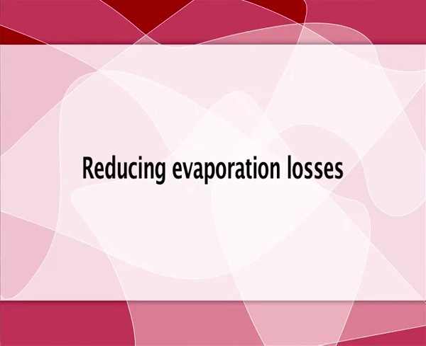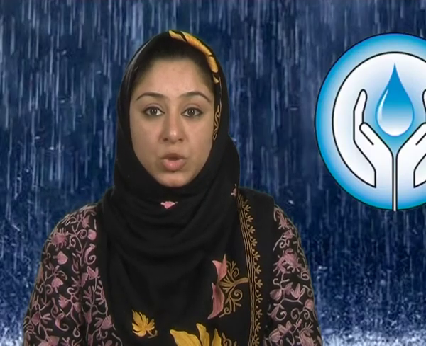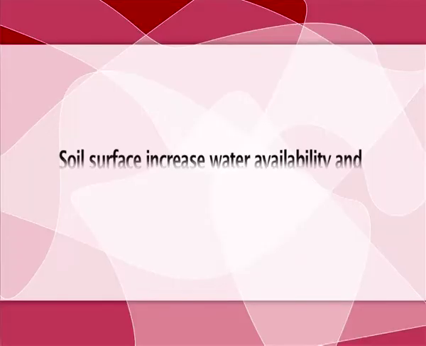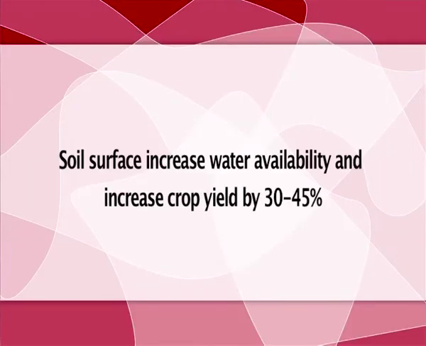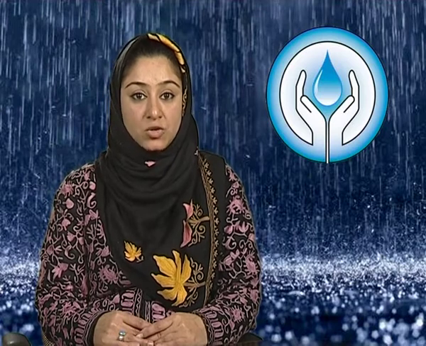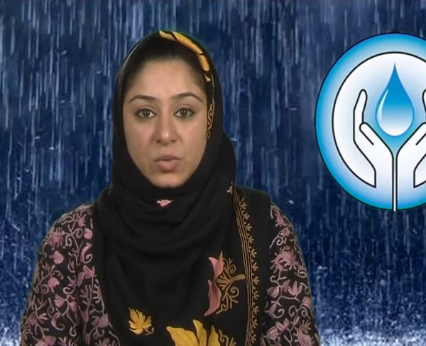Reducing evaporation losses. This is more relevant in humid regions. Horizontal barriers of asphalt placed below the soil surface increase water availability and increase crop yield by 30 to 45%. This is more effective on sandy soils, but less effective on loamy sandy soils. A copolymer of starch and acrylonitrile called super slurper has been reported to absorb water up to 1400 times its weight. The chemical has been found to be useful for sandy soils.